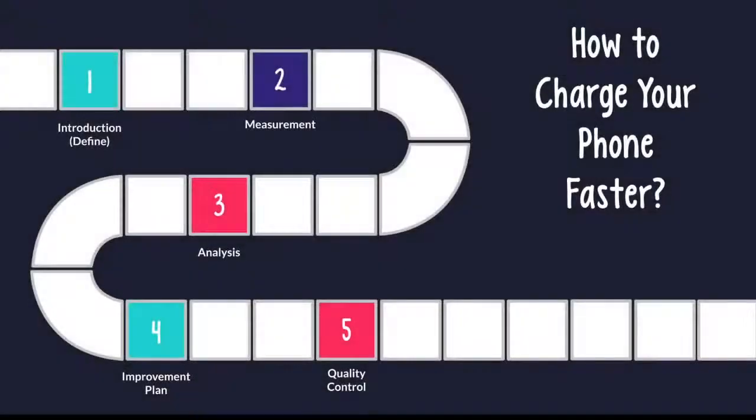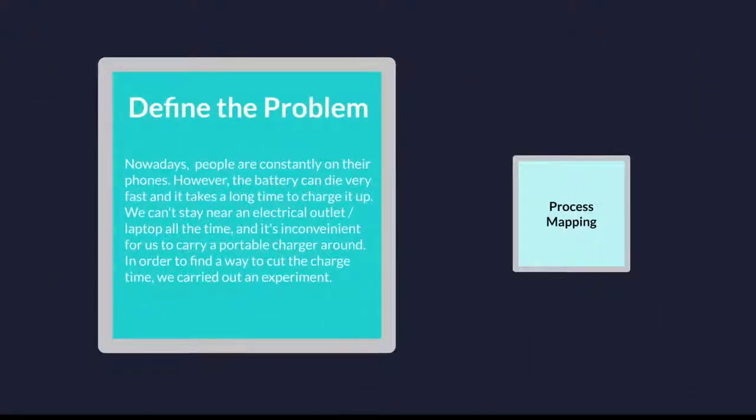We are Group 5 and our topic is how to charge your phone faster. When we look at the introduction, we define the problem when we're on the street. Nowadays you can see people are constantly on their phones. However, the battery can die very fast and it takes a long time to charge it up.